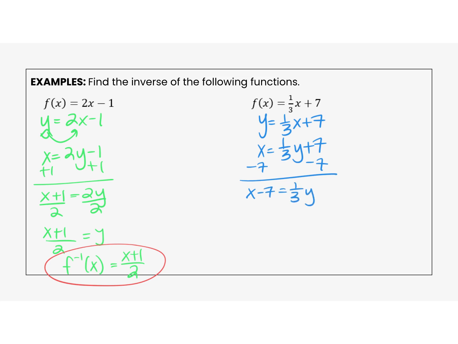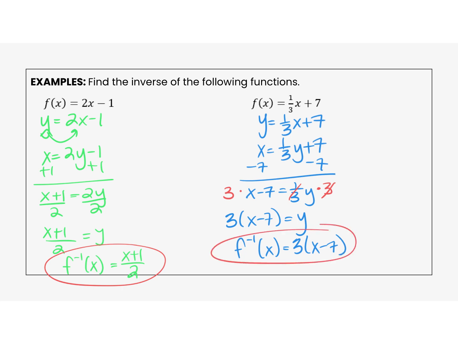Now, to get rid of that 1/3, what I need to do is multiply both sides by 3. That makes the 1/3 and 3 make 1. So I just end up with y on this side. And then over here, I get 3 times (x minus 7). And I can just leave it like that. I don't have to actually distribute. Okay, so the inverse of x equals 3 times (x minus 7). There's your final answer.